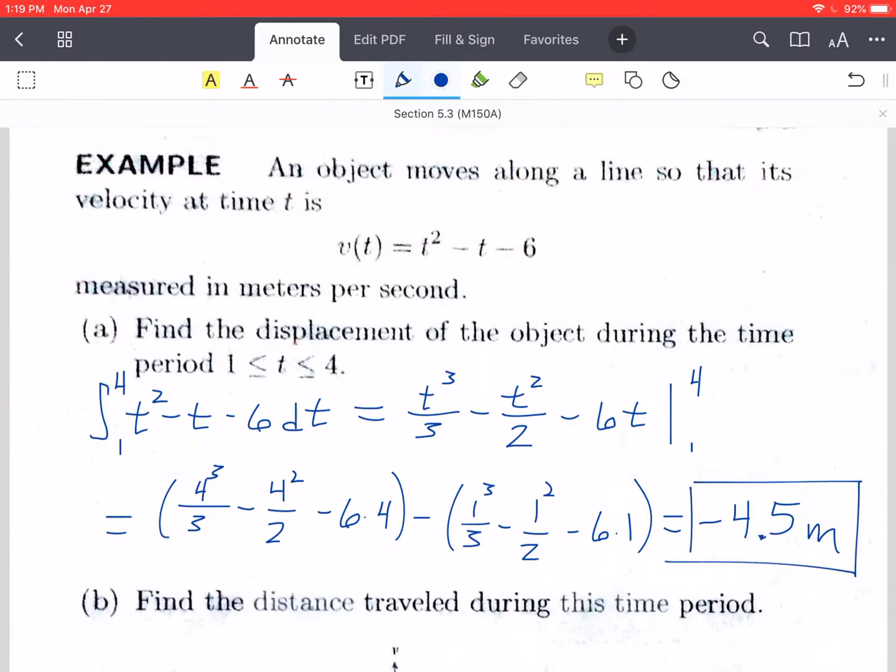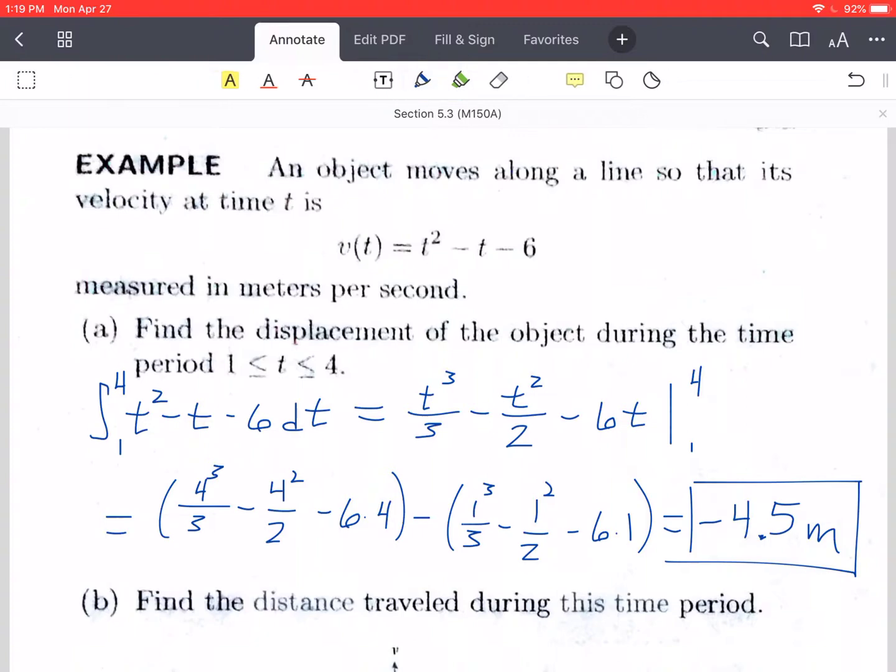Okay, so the displacement of the object over this period is negative 4.5 meters. So in other words, it traveled from 1 second to 4 seconds. If you compare where it started to where it ended at 1 second to 4 seconds, it is 4.5 meters behind where it started. Okay.